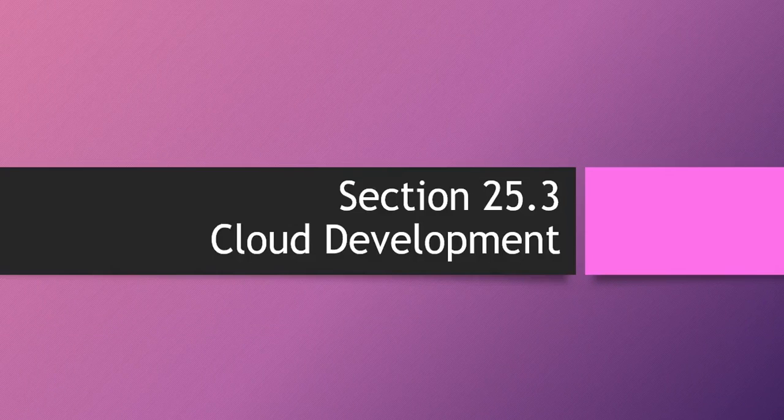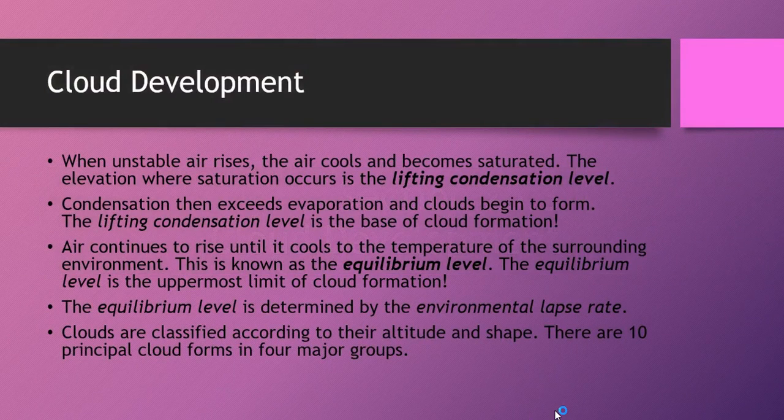Section 25.3, Cloud Development. So when you have unstable air that rises up, the air is going to cool off, and as it cools off, it can hold less water, so it becomes saturated. And the region where the saturation occurs, we call that the lifting condensation level. It's the level in the air where the air becomes saturated. Once the air becomes saturated, condensation then starts to exceed the evaporation, and clouds start to form. So the lifting condensation level is the point where clouds start to form. It's the lowest level of cloud formation.